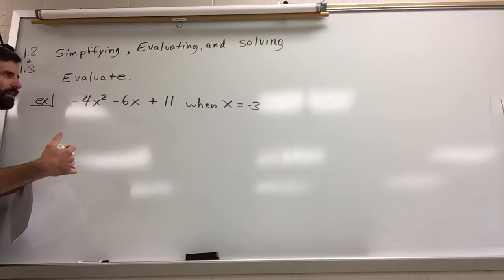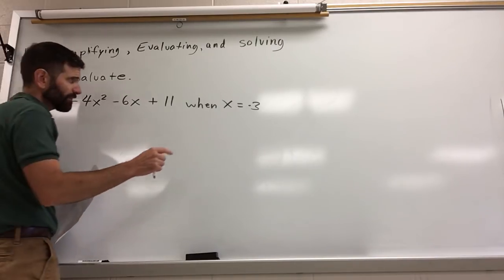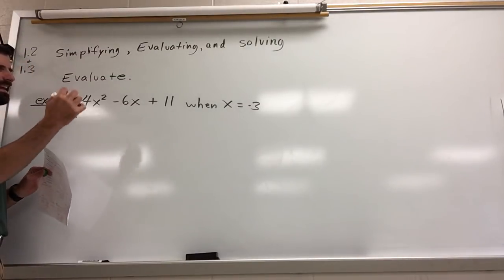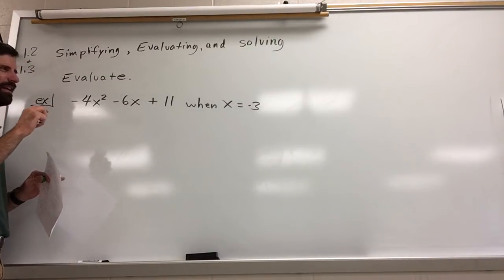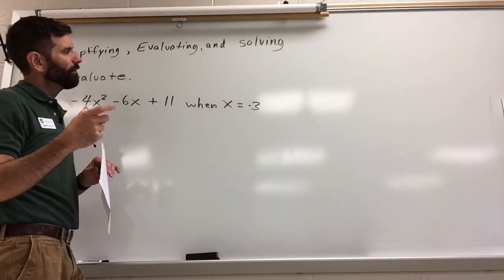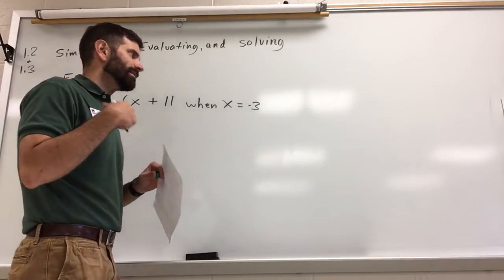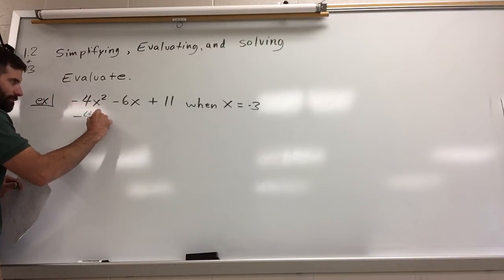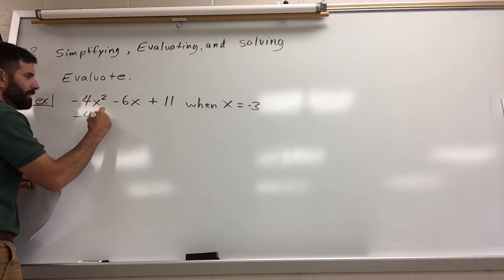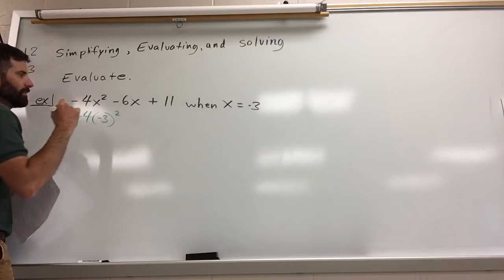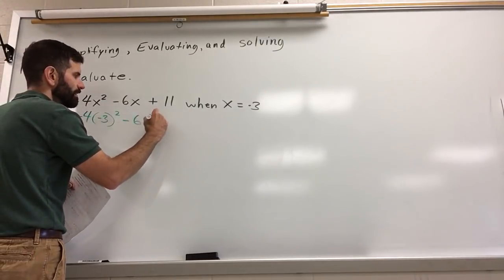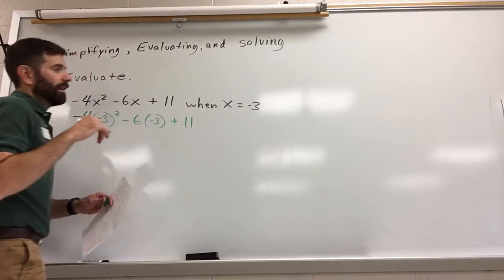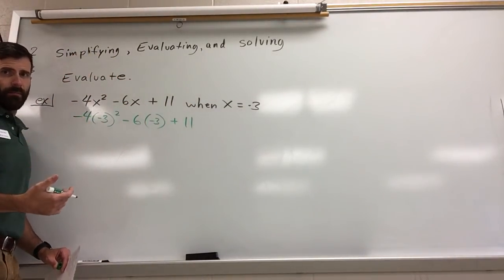So I want you to be very precise when doing this. This is a negative 3. And whenever we're dealing with negatives and I have to evaluate something or substitute, I'm really particular about my parentheses. It's easy to do the wrong operation without them. So I'm going to just rewrite this, but in place of x, I'm going to write parentheses negative 3 squared minus 6 times parentheses negative 3 plus 11. Now from there, it's an order of operations problem.